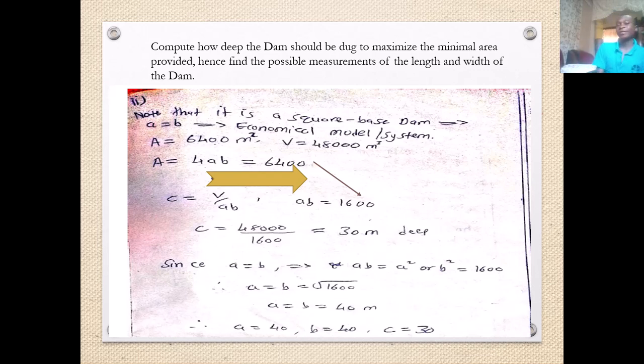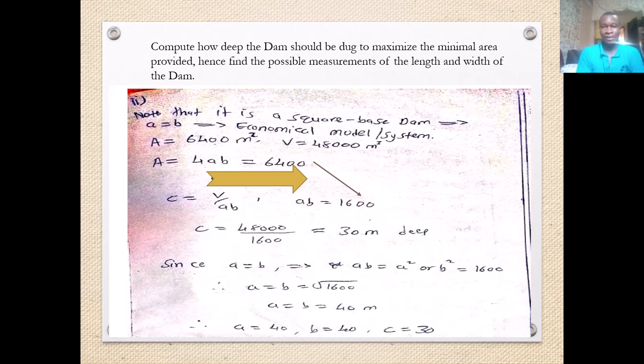So this means that for you to maximize this piece of land, the dam must be dug 30 meters deep in order to hold that capacity of 48,000 meters cubed. So that's how you are going to maximize that piece of land. Now let's go ahead and find the possible measurements of this kind of dam, the length and the width. Because now we have the height, things are now very simple.